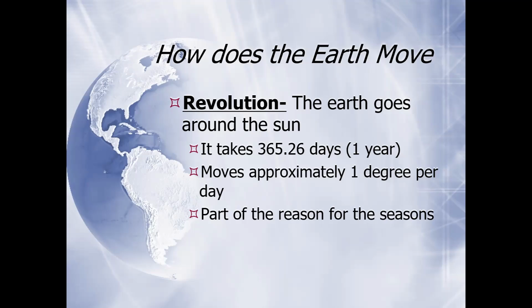The Earth moves approximately 1 degree per day around the sun. And it's part of the reason we have seasons. It's not the whole reason we have seasons, though. That's all next week, by the way, is we're going to talk about seasons. Part of the reason for the seasons, not the whole reason.